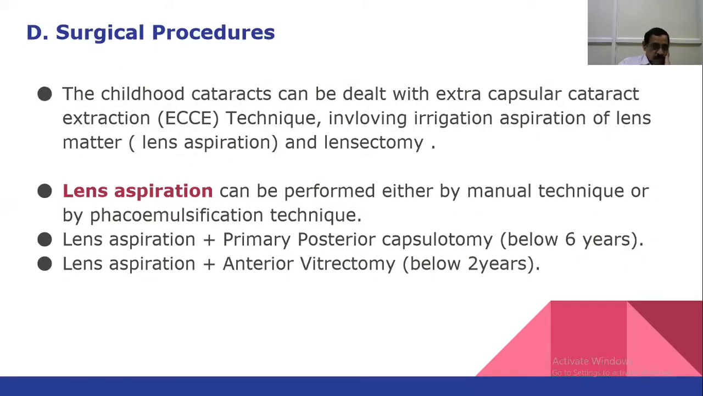Surgical procedures. Childhood cataracts can be dealt with by the extracapsular cataract extraction technique, which means the capsule is not removed, involving irrigation and aspiration of the lens, which is nothing but lens aspiration, and lensectomy. Lens aspiration can be performed either by manual technique or by phacoemulsification, which is the latest technique. Lens aspiration is done along with primary posterior capsulotomy in children below 6 years of age, and along with anterior vitrectomy below the age of 2 years.